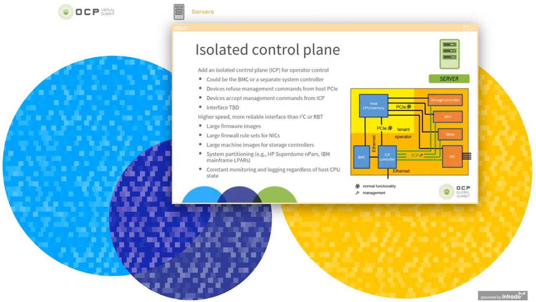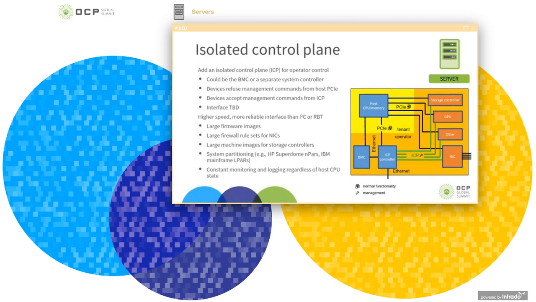So we believe the right way to accomplish this is through an isolated control plane. With this isolated control plane, we could have the BMC or potentially a separate isolated control plane controller handling all of the different configuration commands that come in for the underlying option cards. The devices themselves would refuse management commands coming over the host PCIe connection, and they would only accept management commands coming over the ICP, or Isolated Control Plane, link.